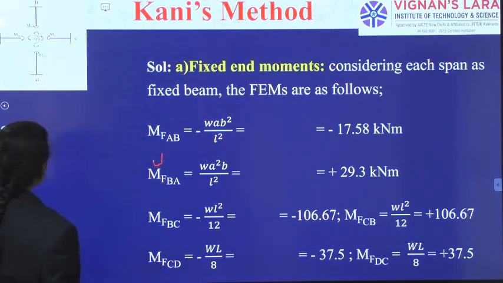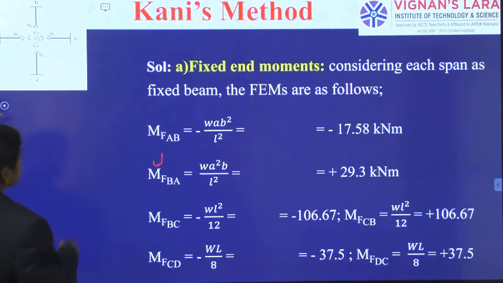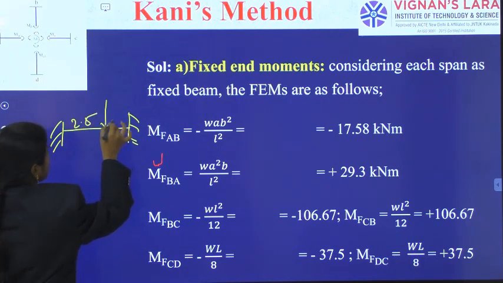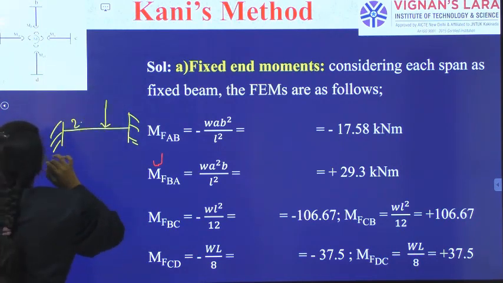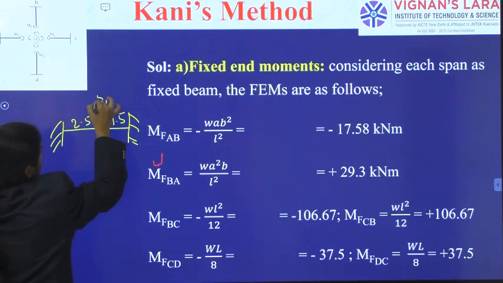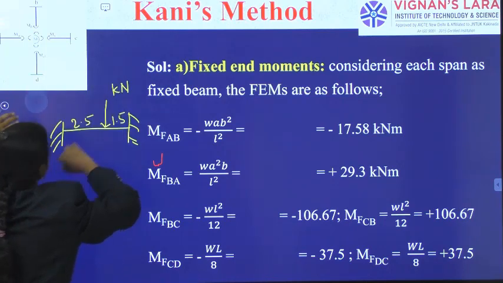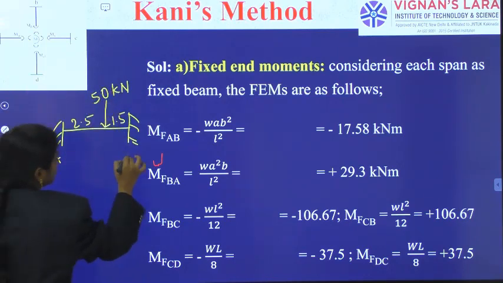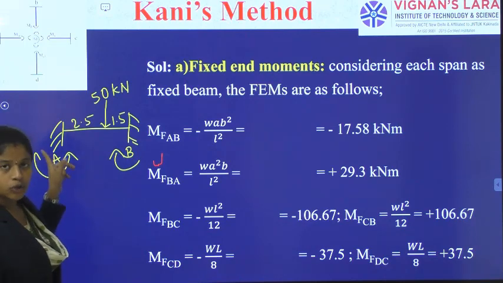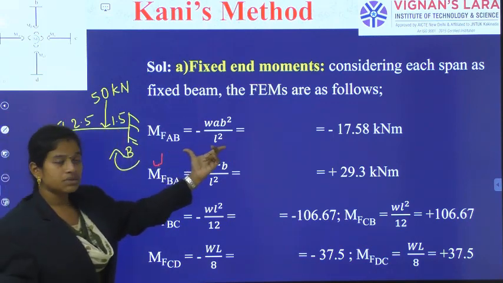So considering the first beam as a fixed beam, AB is 4 meters, and at 2.5 meters there is a point load of 50 kN, and the remaining distance is 1.5. Now, for this type of beam, the fixed end moments are MFAB equal to WAB square by L square, and MFBA equal to WA square B by L square.